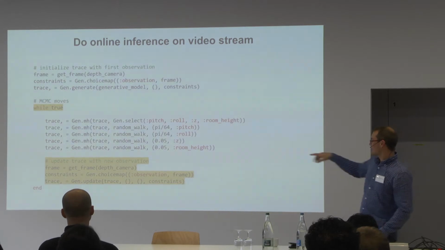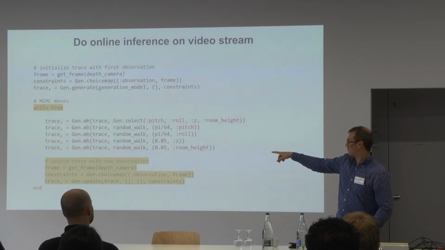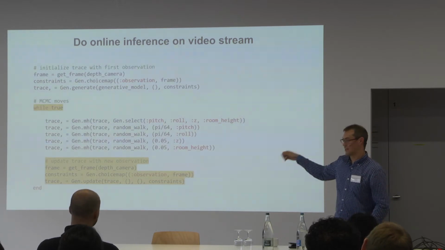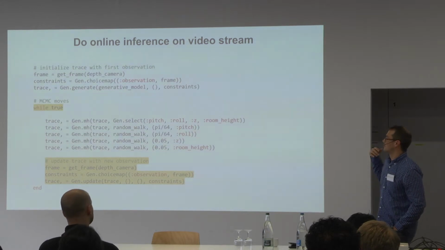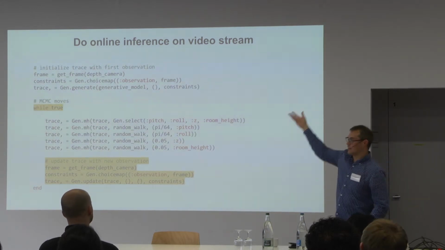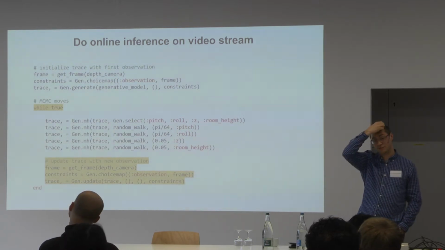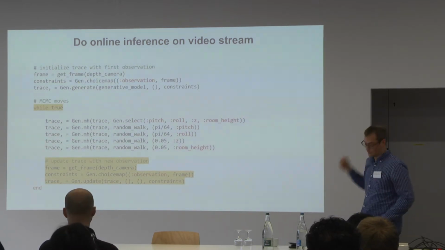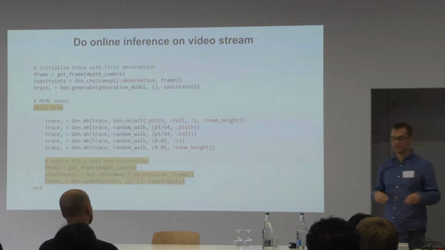So here we're basically taking a new frame from the depth camera every iteration, and we're forcing the trace to take that new value for observations. Because we let users write their inference programs in regular Julia code, this sort of modification is pretty straightforward. Whereas if you did this in an inference engine, we'd actually have to modify the inference engine in order to make this change.